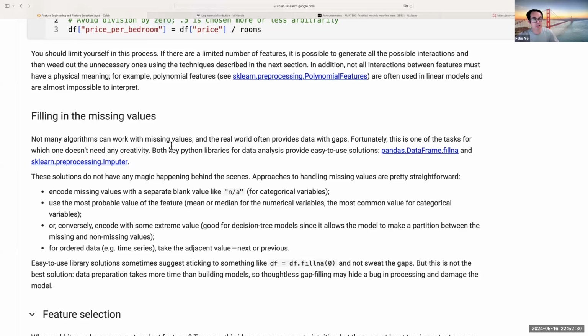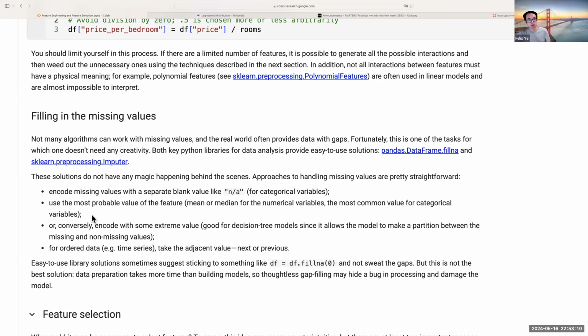Another thing is that in a lot of data, you have missing data, right? So this is also very important. And we can fill those missing data by imputation. These are pretty much the straightforward ways to fill out those missing data. The first thing is you are going to encode missing data with just NA as a new category if the feature is categorical. So this is just called NA.